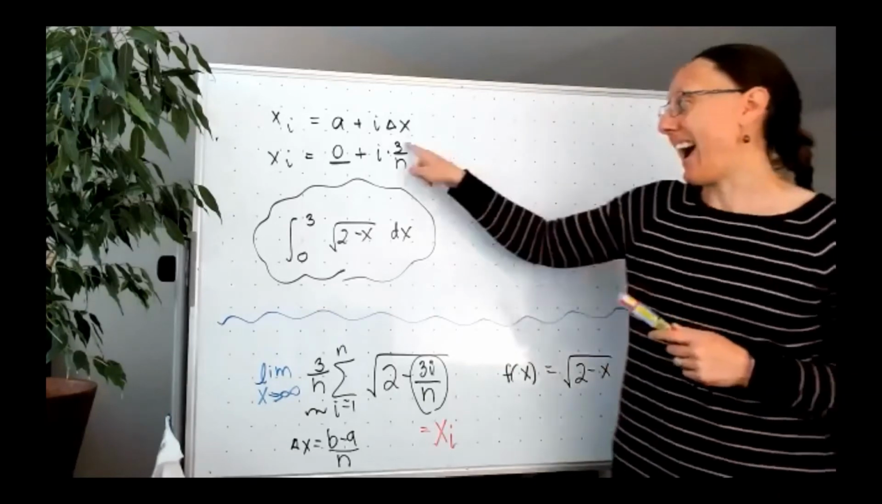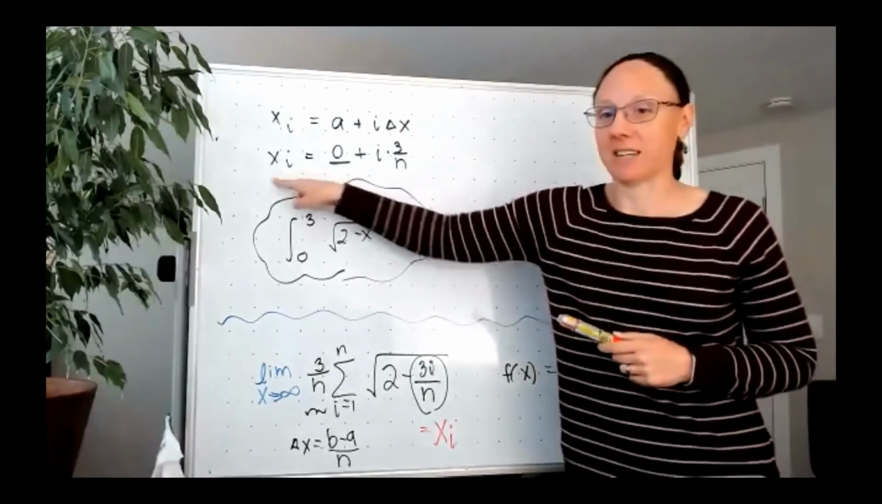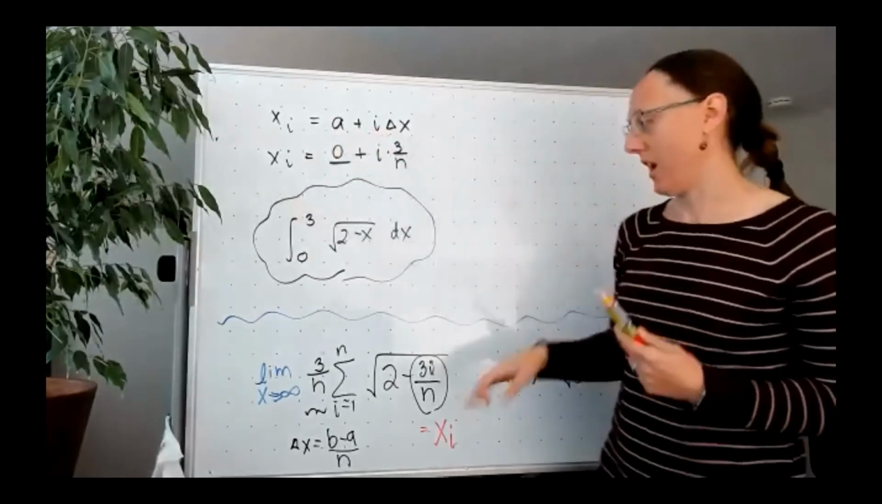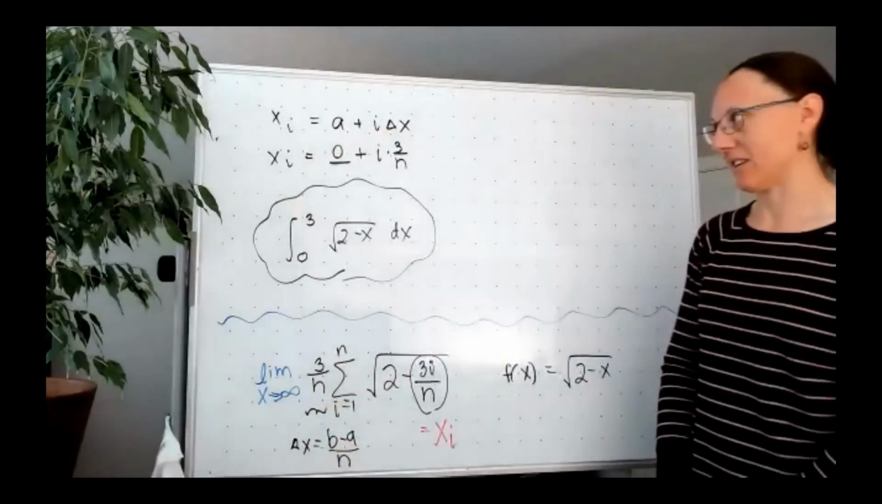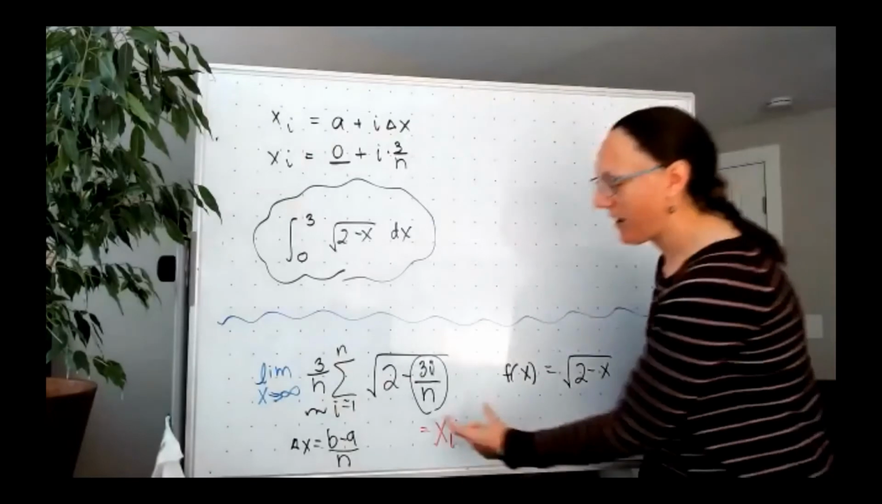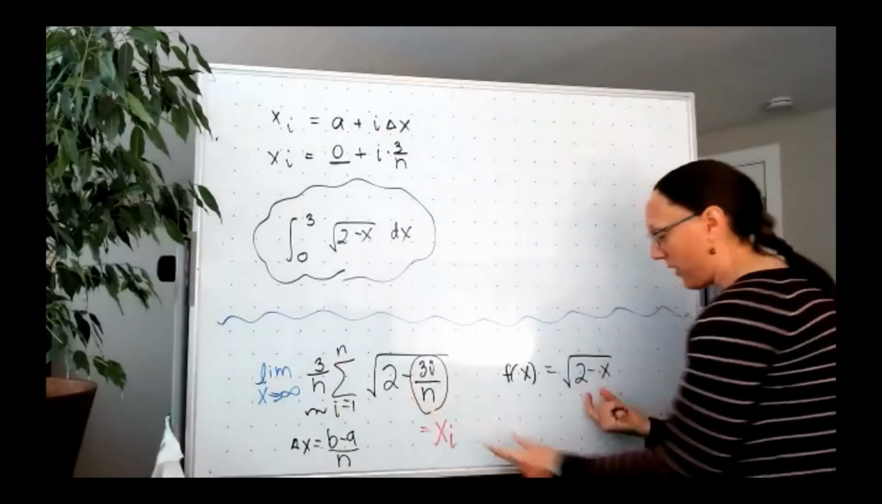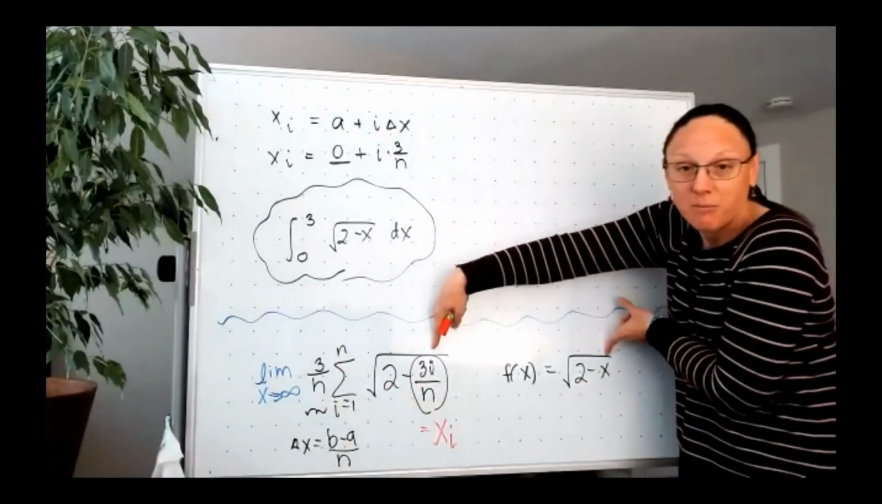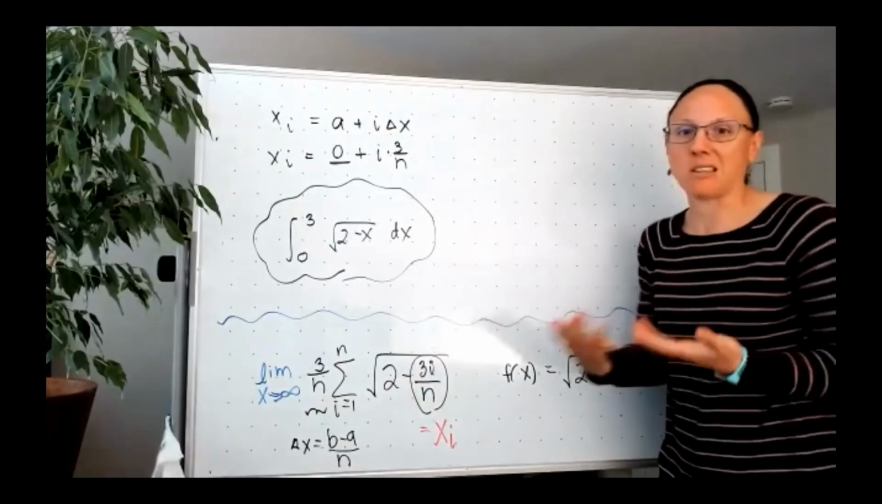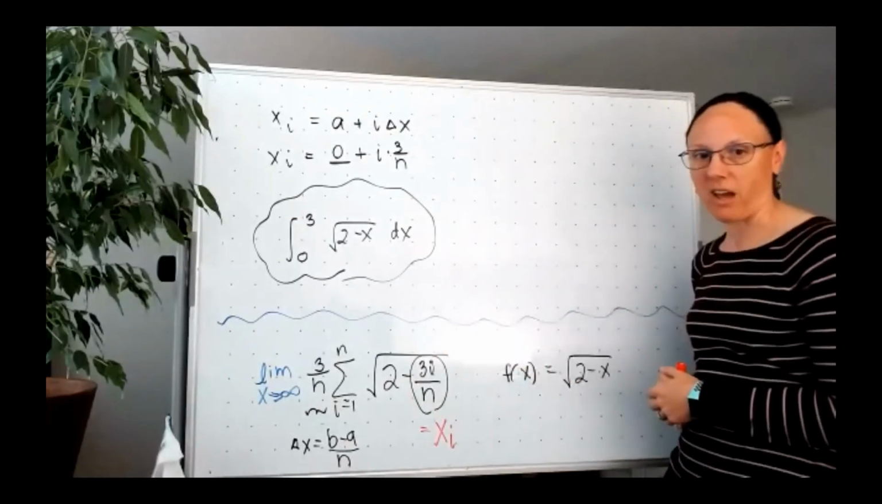So 3i over n is my x sub i. 3 over n is my delta x. But because this is like the x from my function, there isn't an extra plus something. So we're sort of stuck with that.